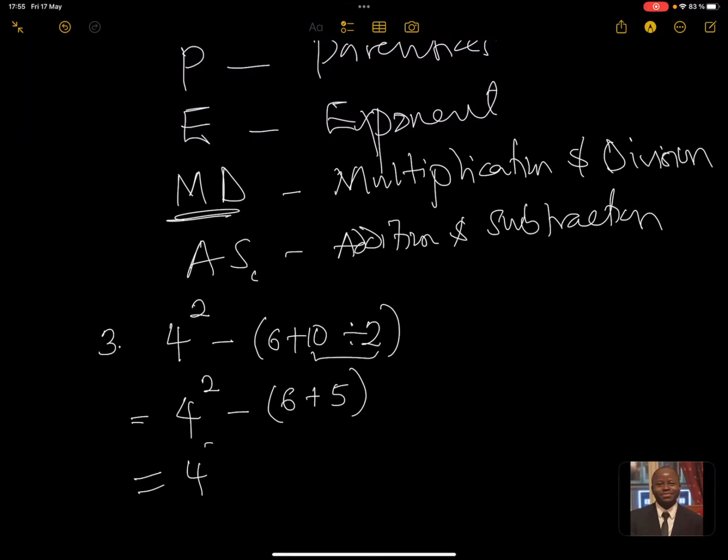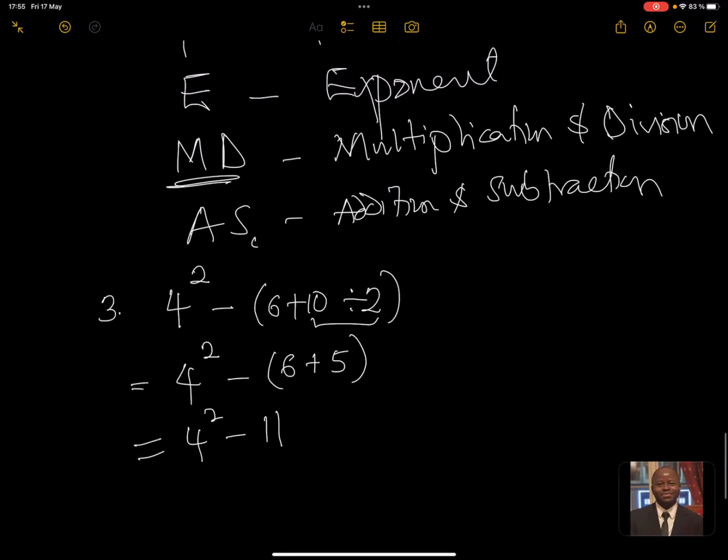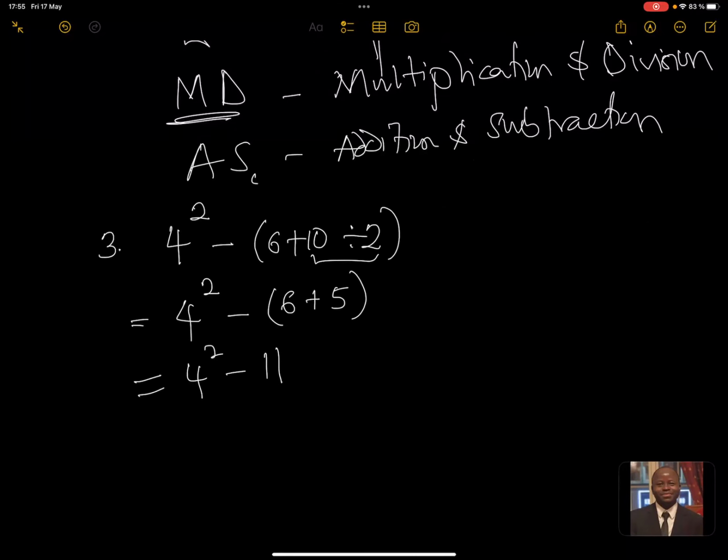Again, I've not finished with the bracket. I have to finish with it. What is 6 plus 5? It is what? 11. Now I'm through with the bracket. That means I've successfully finished with the first operation. According to BODMAS or PEMDAS, the next operation after bracket is exponent or order. Now, can you see an exponent here? 4 squared. That is 4 to the power 2.